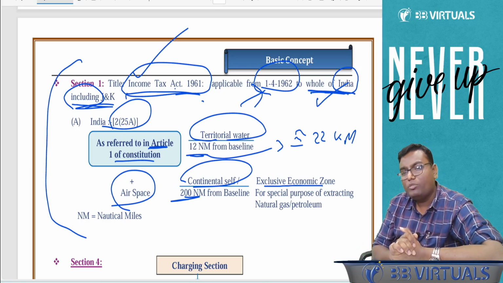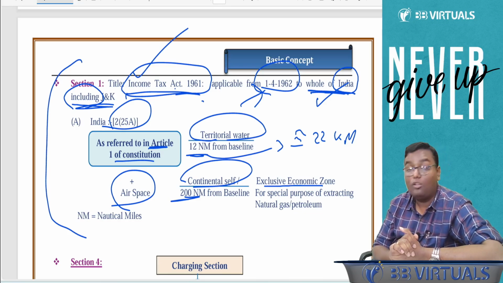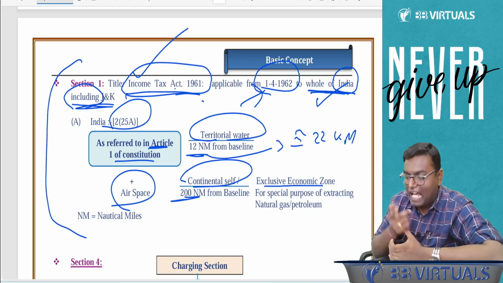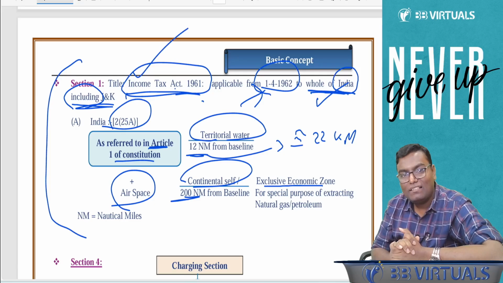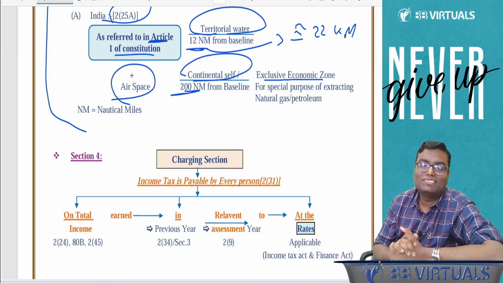Okay. What do you think? Whether I should be paying income tax? Am I paying income tax in India? What do you think? Obviously, yes. I am paying income tax. So who decided that you will not pay income tax, I will pay income tax? Who decided this? Section 4, the charging section.